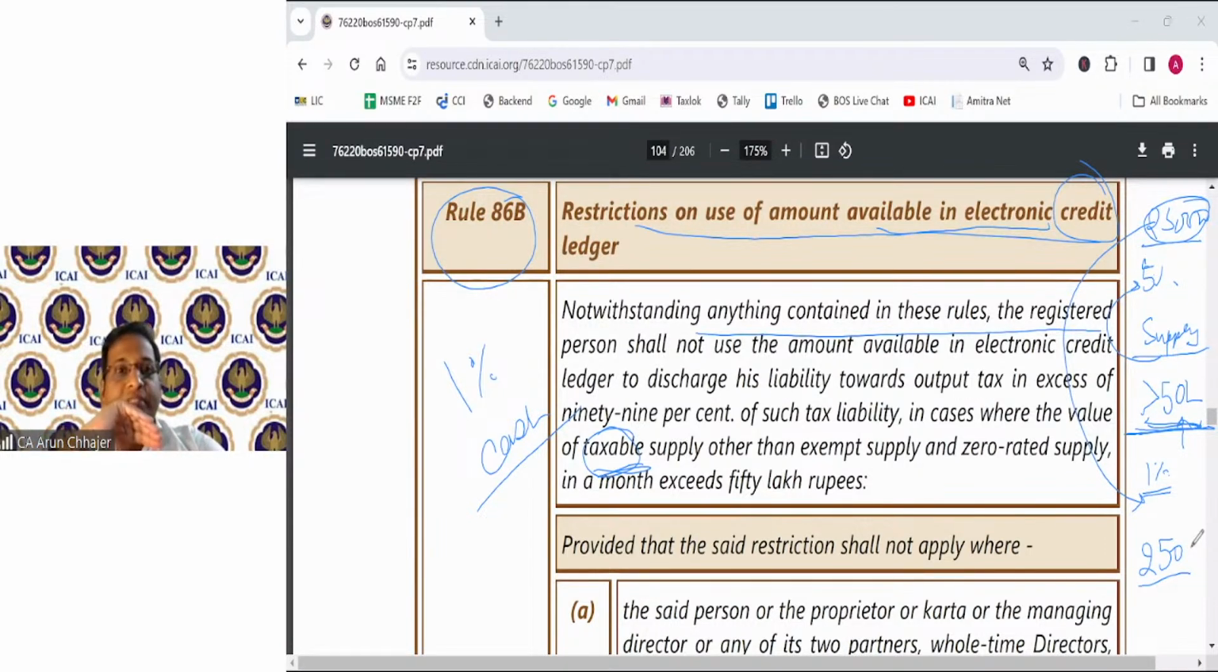Rule 86B says, notwithstanding anything contained in this rule, a registered person shall not use the amount available in the credit ledger toward the output tax in excess of 99%. It means they can use maximum 99% ITC, but 1% has to be discharged in cash. Why or when? In case when the value of the taxable supplies other than exempt, other than zero rated.